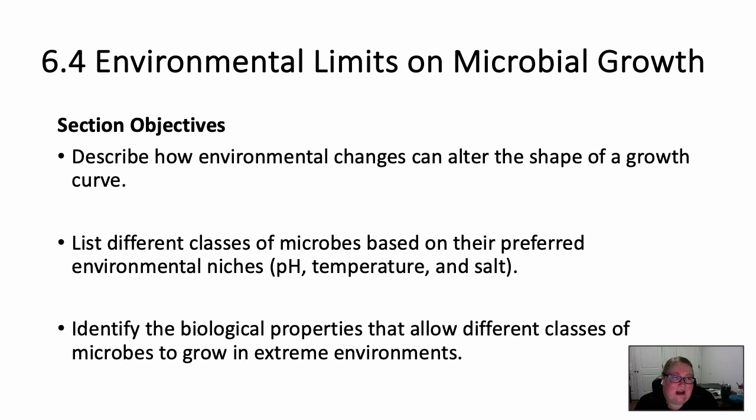Okay, so our section objectives are describe how environmental changes can alter the shape of a growth curve. You need to be able to list different classes of microbes based on their preferred environmental niches. So this is things like pH, temperature, and salt content. You need to be able to identify the biological properties that allow different classes of microbes to grow in extreme environments. Okay, so what makes them survive in these weird places?